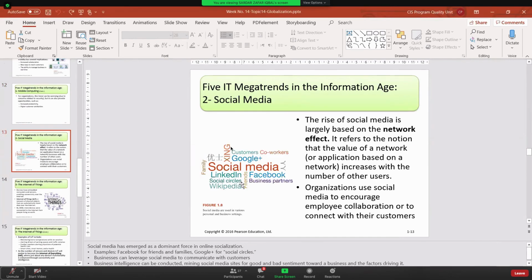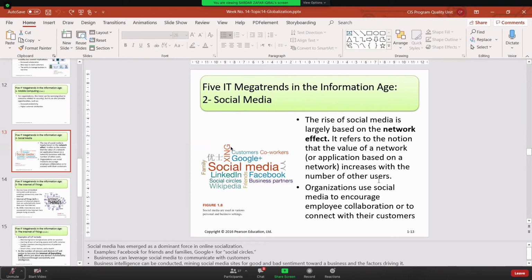Okay, second one is social media, and I think I don't need to explain this. You are very well familiar with this. The rise of social media is largely based on network effect. So it is network based. On network, you have the people and you can socialize there. It refers to the notion that the value of a network or application based on network increases with the number of other users.